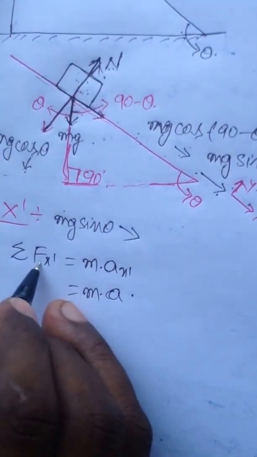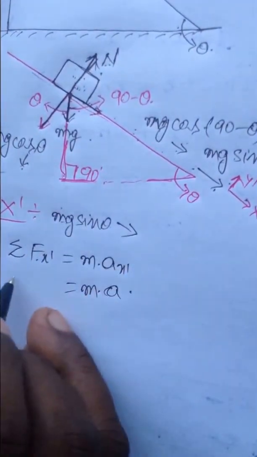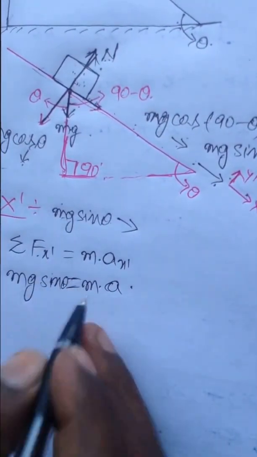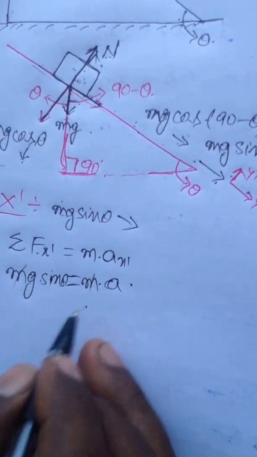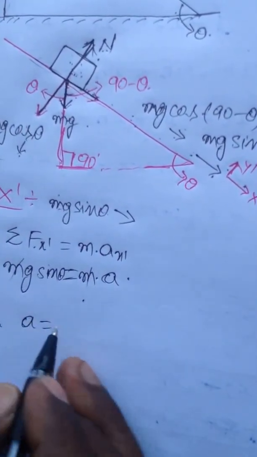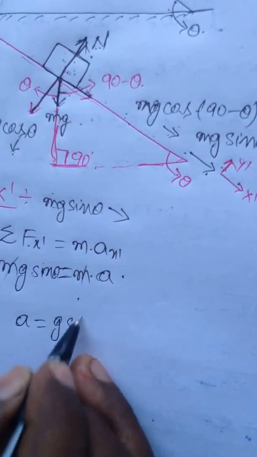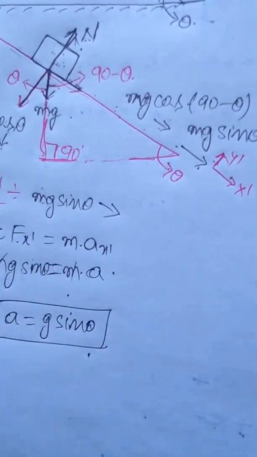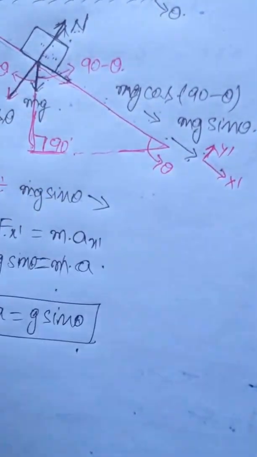But what is the resultant force down the inclined direction? That is nothing but mg sin theta only. mg sin theta. So then what happens? m gets cancelled. Therefore, the acceleration of the block down the incline is given by g sin theta. This is the expression for the acceleration of the block down the incline.